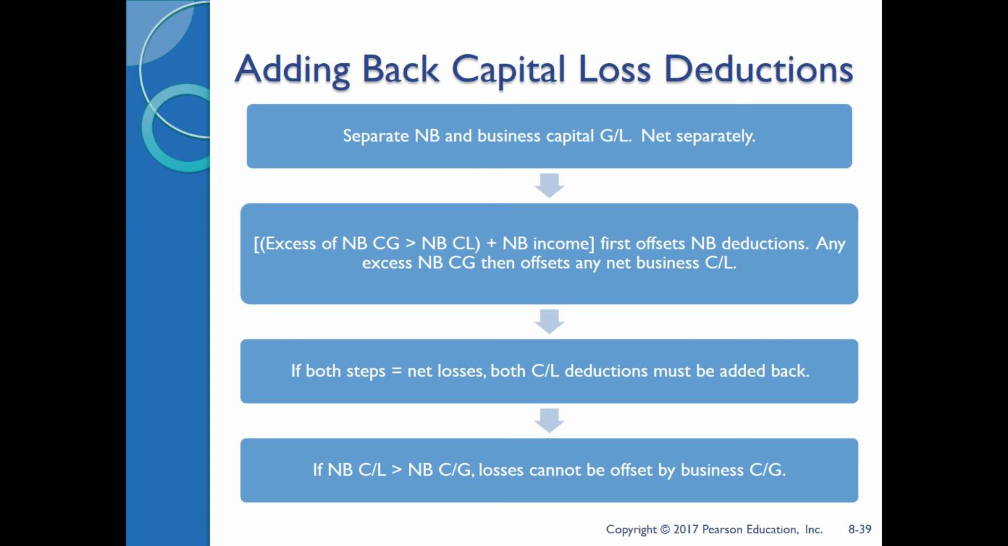So let's review this slide again. Separate non-business and business capital gains or losses are netted separately. So if non-business capital gains are greater than non-business capital losses, plus non-business income, they first offset non-business deductions. Any excess non-business capital gain then offsets net business capital loss. If both steps equal net losses, both capital loss deductions must be added back. If non-business capital loss is greater than non-business capital gain, losses cannot be offset by business capital gain.